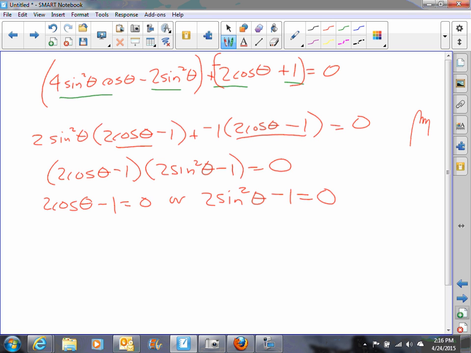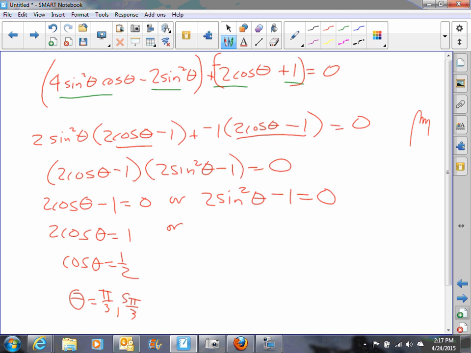Now this first one, solving this equation, we get 2 cosine theta equals 1. Divide by 2, we get cosine theta equals 1/2. Now that means theta is equal to pi over 3, or 5 pi over 3 if we look at the unit circle. You can look at the unit circle and see that those would be the 2 radian measures that would give you an x coordinate on the unit circle of 1/2. And then we've got or.